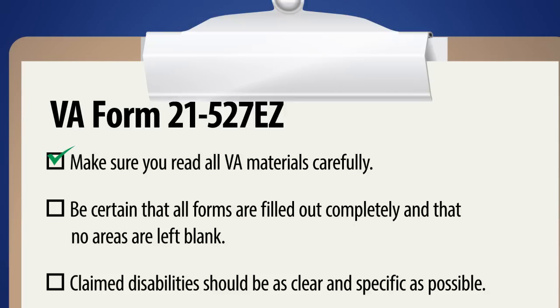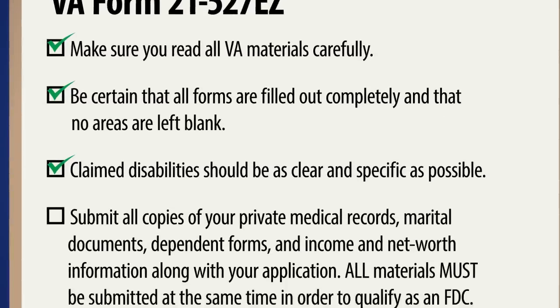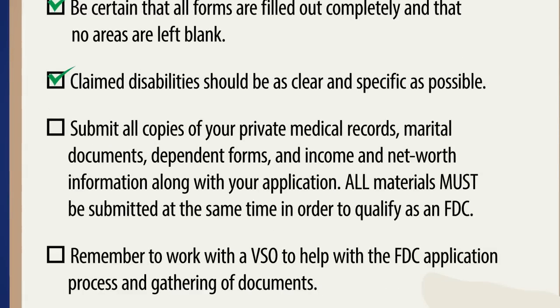Be certain that all forms are filled out completely and that no areas are left blank. Claimed disabilities should be as clear and specific as possible. Submit all copies of your private medical records, marital documents, dependent forms, and income and net worth information along with your application. All materials must be submitted at the same time in order to qualify as an FDC. Remember to work with a VSO to help with the FDC application process and gathering of documents.